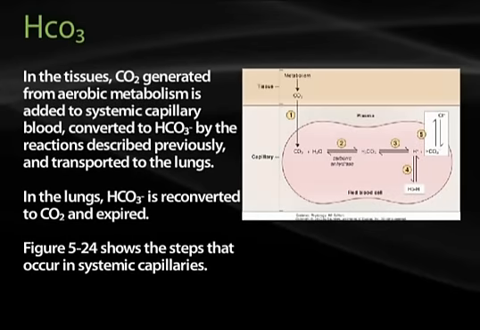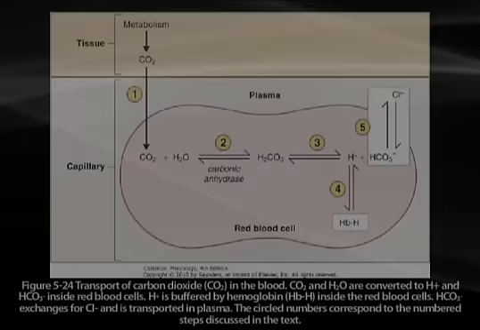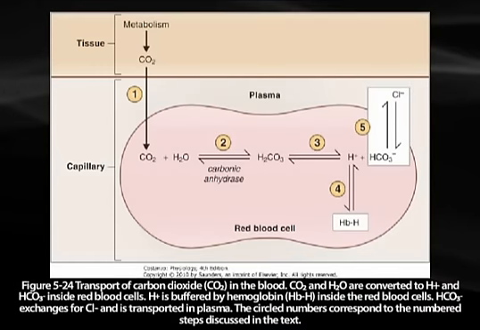In the tissues, carbon dioxide generated from aerobic metabolism gets added to the systemic capillary blood, converts to bicarb by the reaction described previously, and it's transported to the lungs. In the lungs, bicarb is reconverted to CO2 and then exhaled. Figure 5-24, which is on page 216 in the text, describes this. In the peripheral tissues, metabolism produces CO2. The CO2 goes into the capillary, into the red blood cell, where carbonic anhydrase facilitates the conversion of CO2 into bicarbonate.